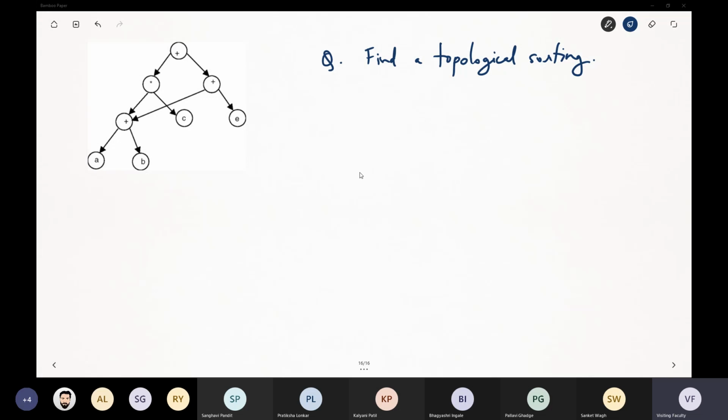So how will you do topological sorting? Just find a DFS, depth first search. That's what you have to do. This is an acyclic directed graph, so you don't have to worry about acyclicness. It's already given to you. So let's do depth first search, DFS from the top vertex, from this vertex.